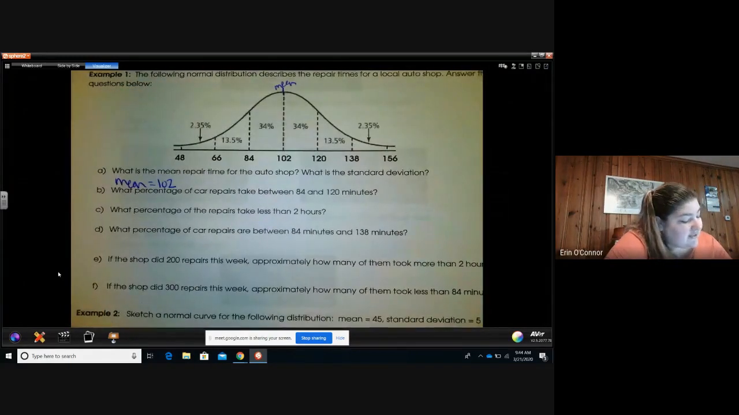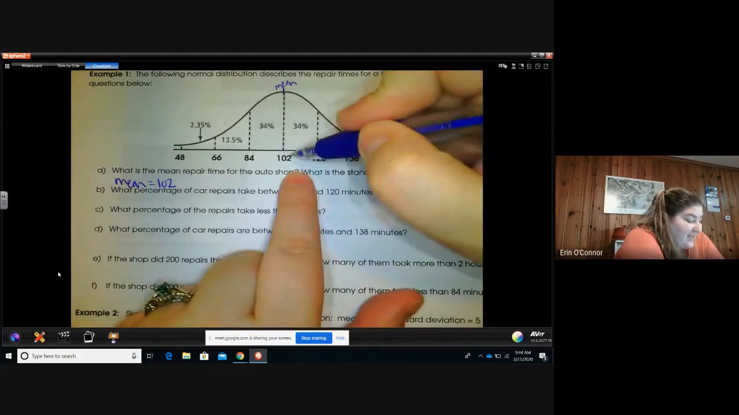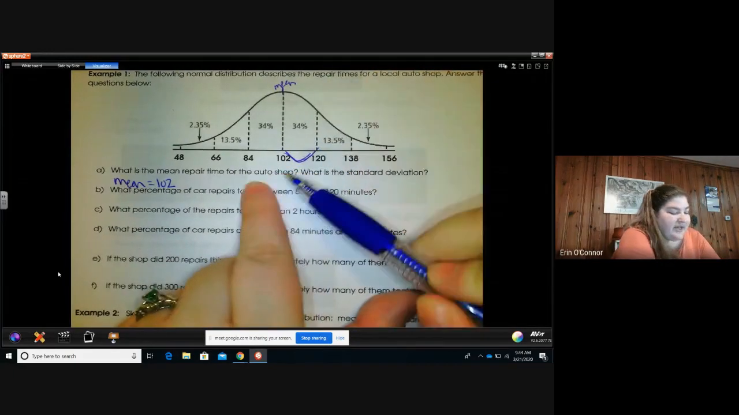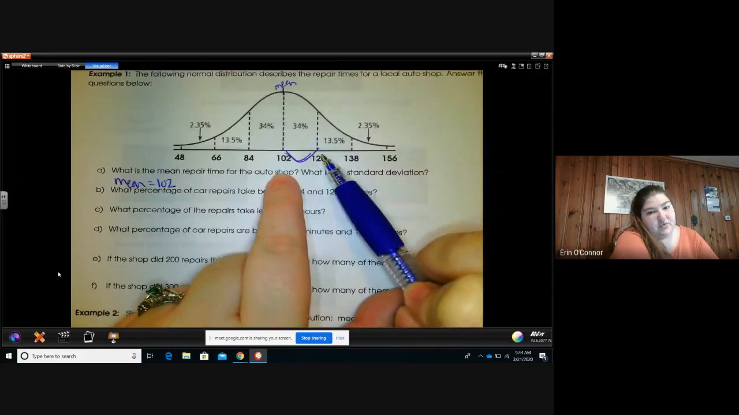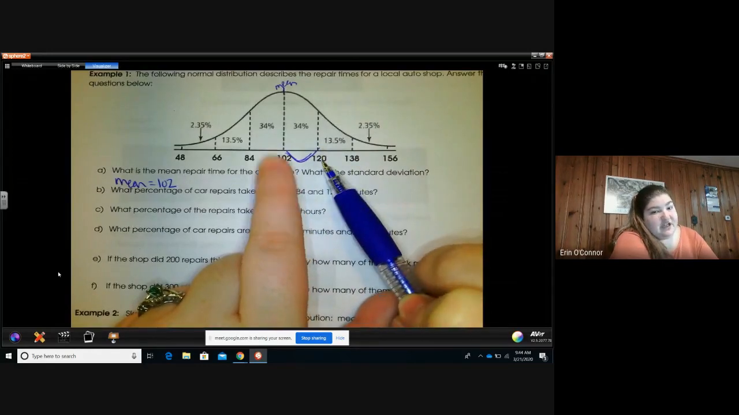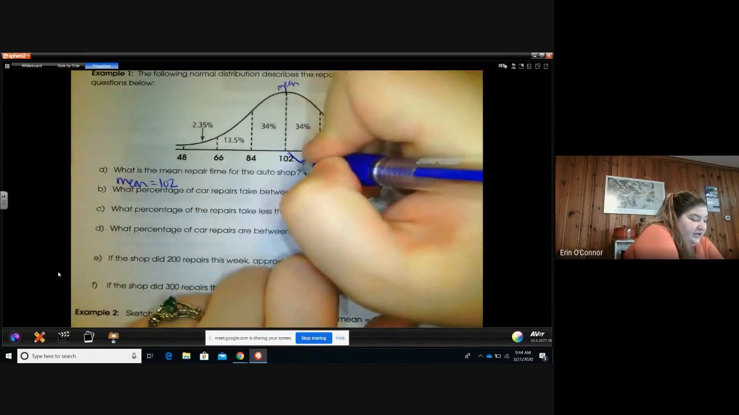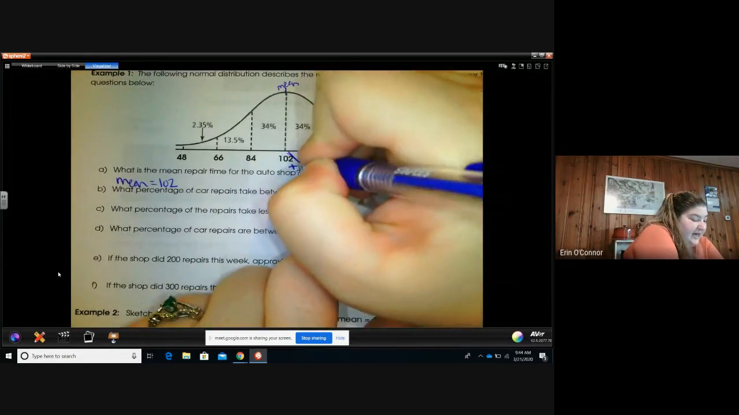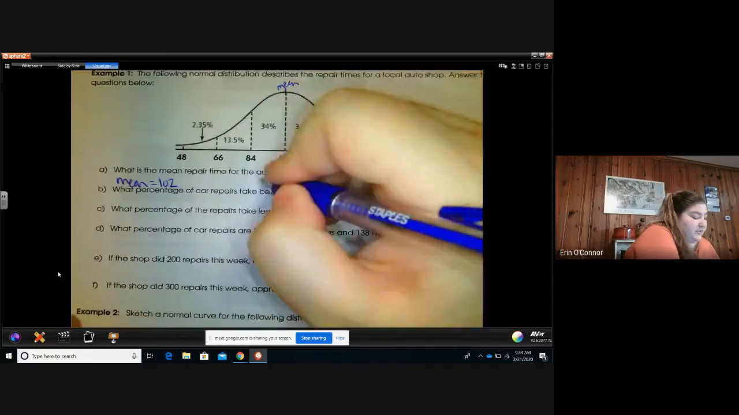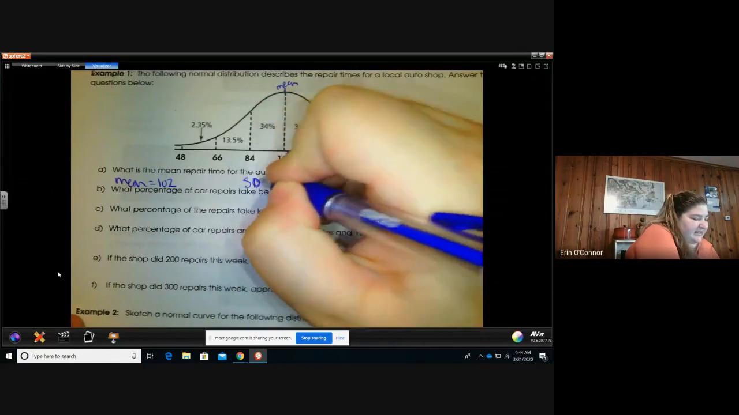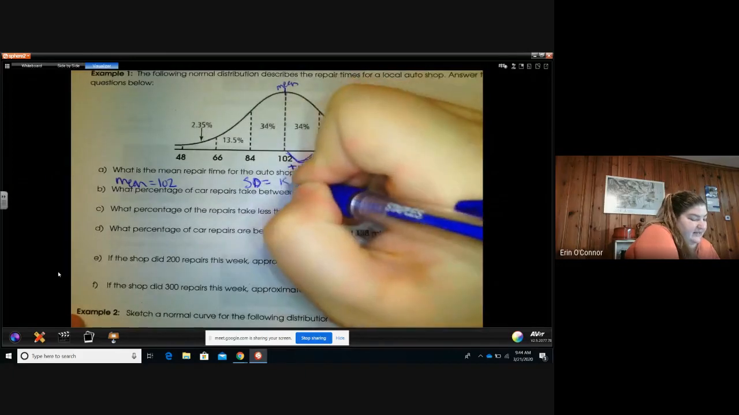And then it says, what is the standard deviation? Well, this right here is 1 standard deviation away from the mean. How did I get from 102 to 120? So I can take 120 and subtract 102. And if you want to do that, you're more than welcome to. To get there, I added 18, which means my standard deviation, and here, again, I'm going to abbreviate it as SD this time, is 18.